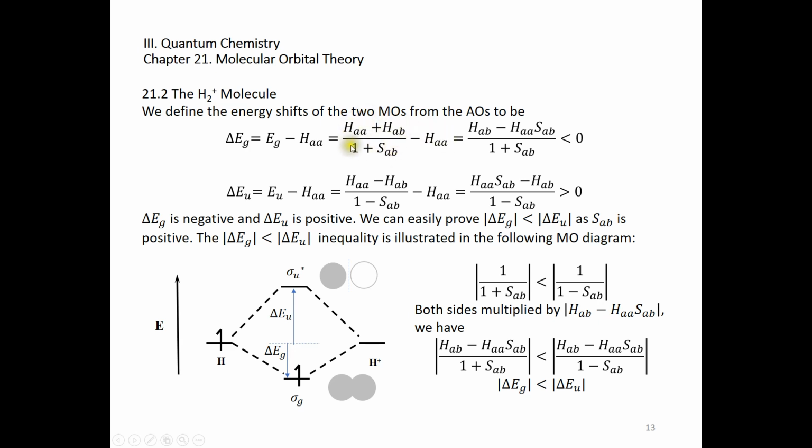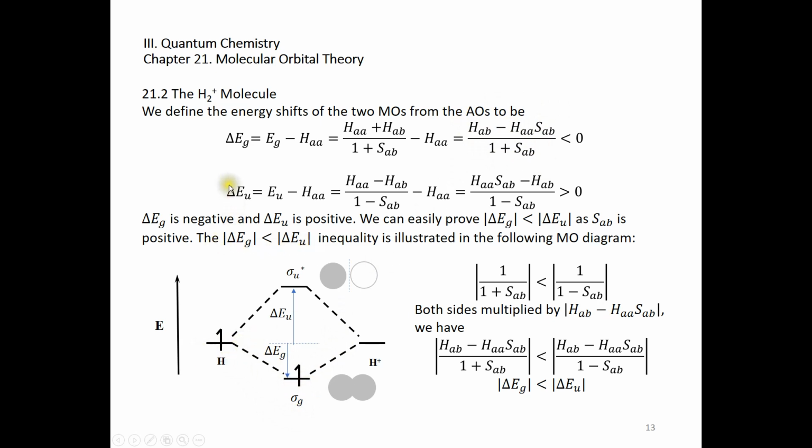Over here, this energy is this E sub G. This energy is the atomic orbital energy. So we take the difference from here to here. It's just algebra. We have H_AB minus H_AA times S_AB on top, 1 plus S_AB on the bottom. This is less than 0, and that's why this E sub G is lower than the atomic orbital energy.